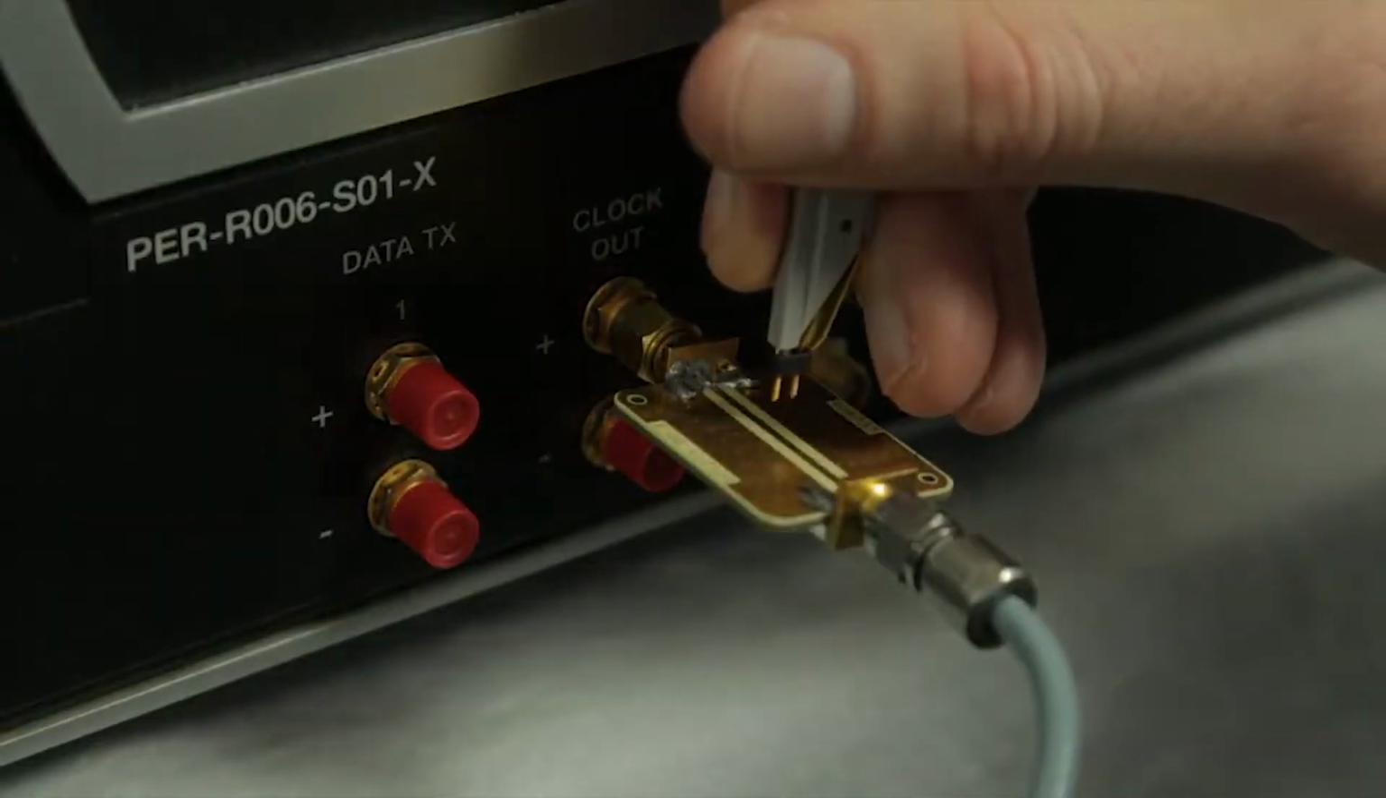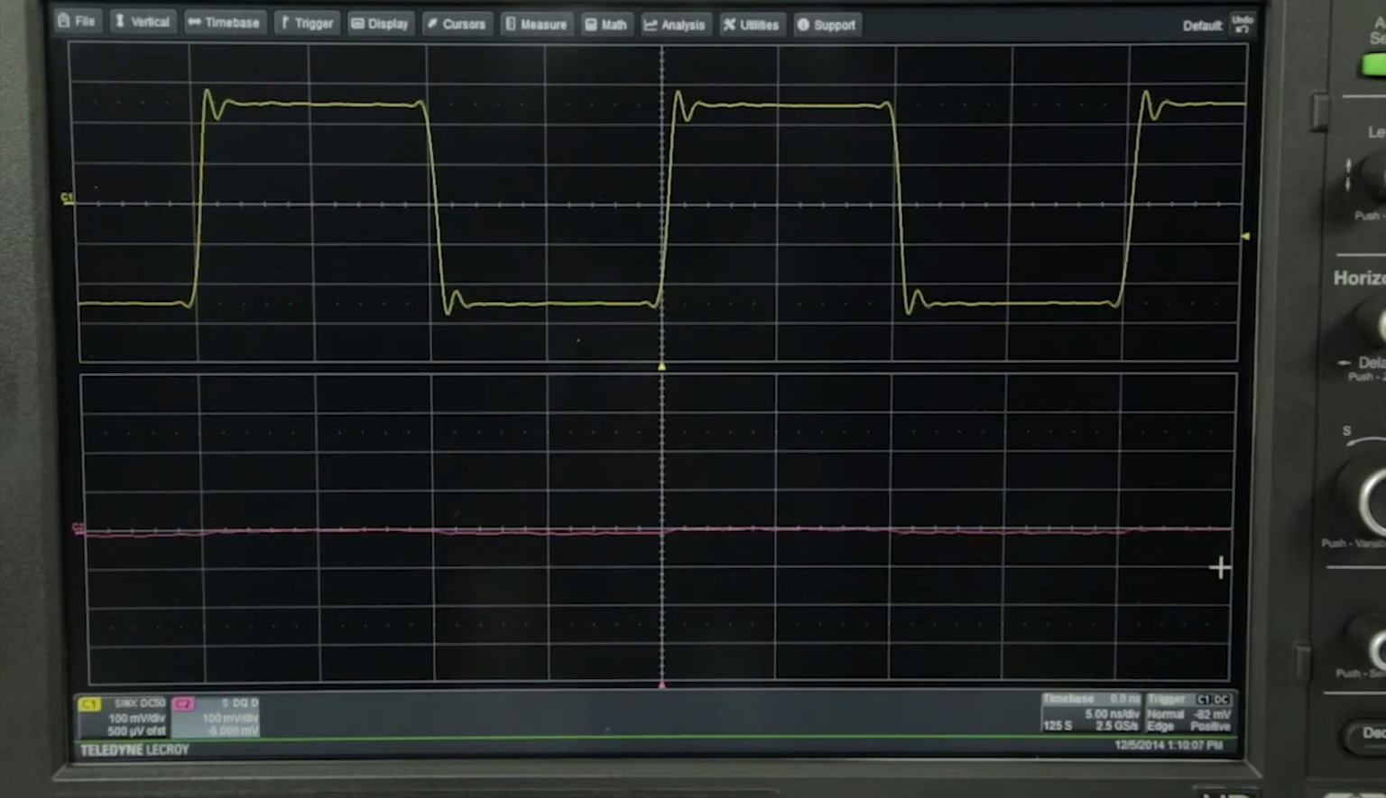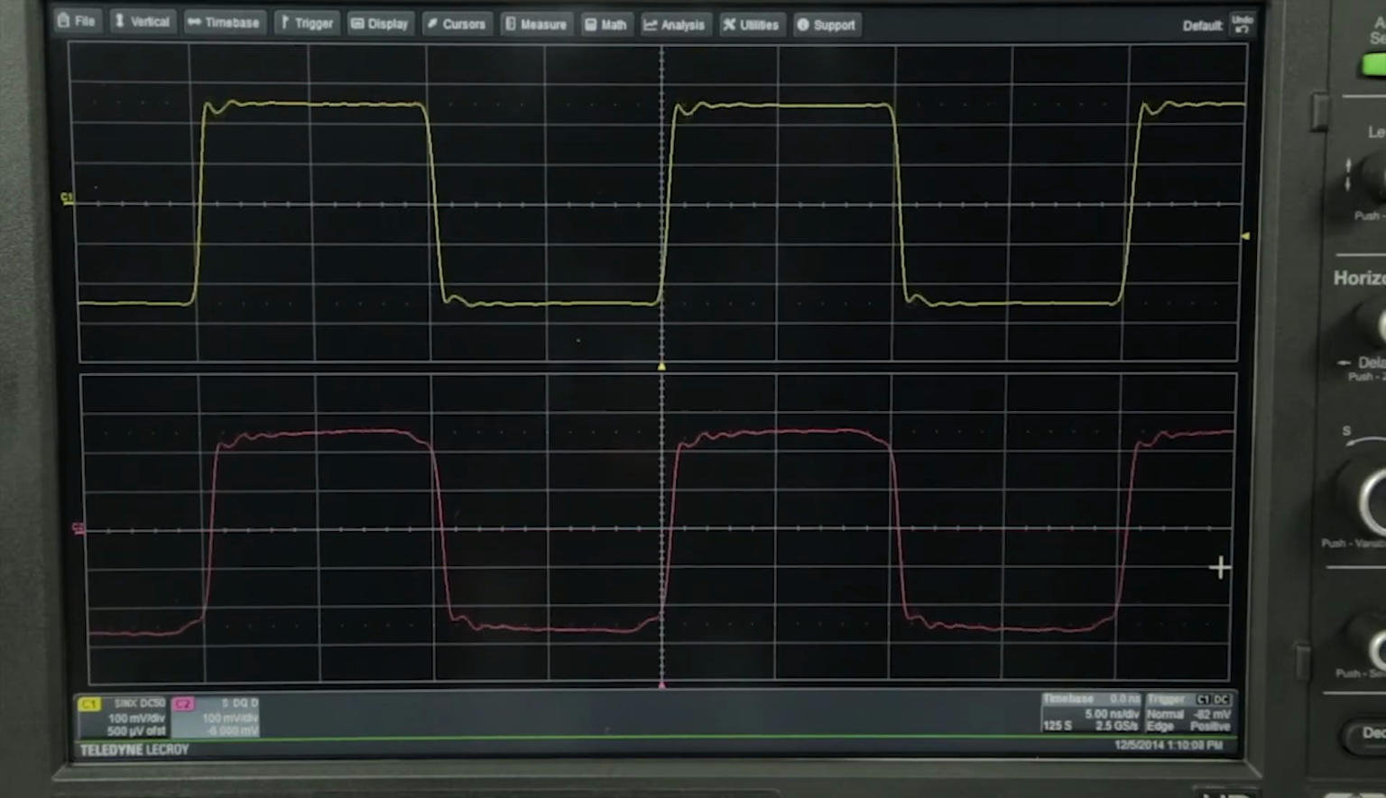Now I will use an active probe instead on channel 2, and we'll connect it to the clock signal. This time, you will see that both the probe signal and the direct connection signal look much more like the signal we want to probe.